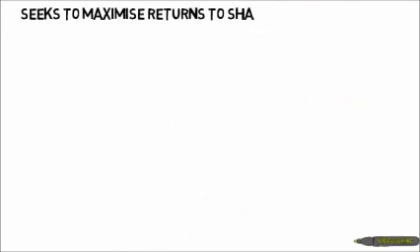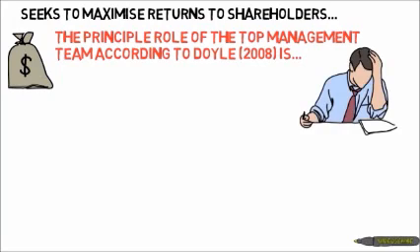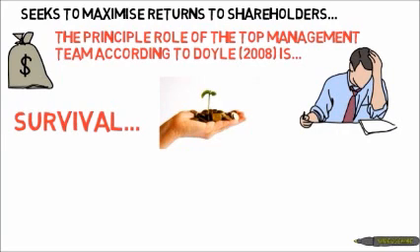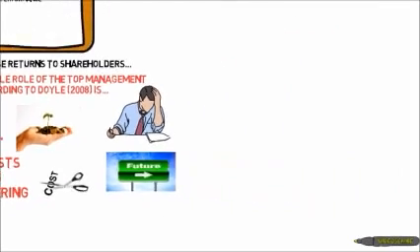Let's move on to the second component. According to Doyle, the principal role of the top management team is seen to maximise shareholder value. This results in pressure from investors, which has meant that managers are not able to survive unless they are providing good returns to shareholders. Too many companies perceive increasing shareholder value as cutting costs, downsizing, and re-engineering, but in actual fact these types of strategies only provide companies with a temporary boost to profits and not long-term growth.